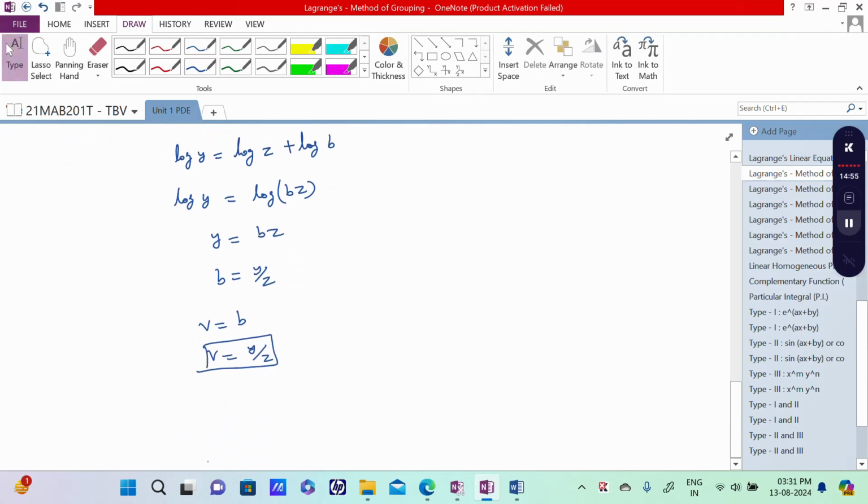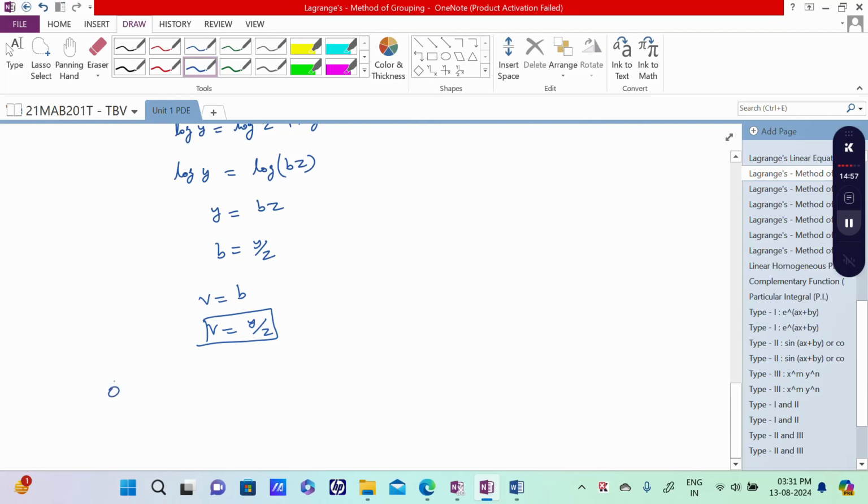Now the general solution is phi of u, v equals 0. The u value is x by y, and the v value is y by z, so phi of x by y, y by z equals 0. So this is our final solution.